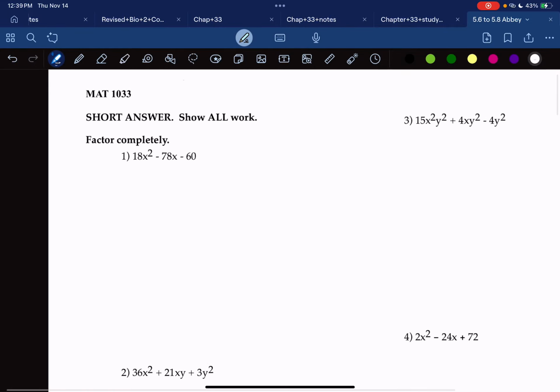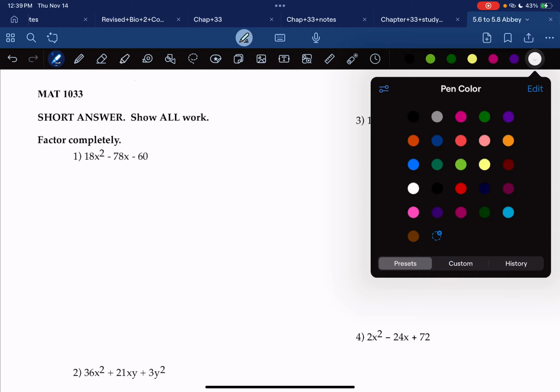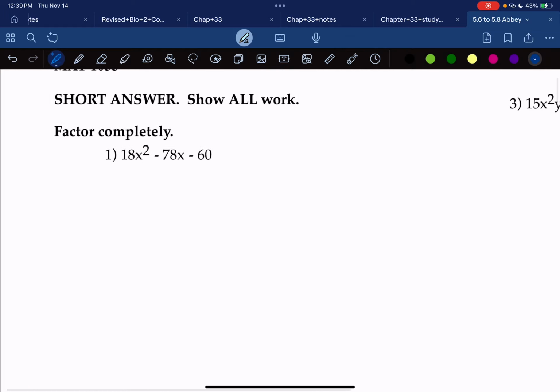Okay guys, we're going to do a little bit more factoring, so let's get started. So number one, factor completely. We're going to do the same thing we've done so far, which is first we're going to find the greatest common factor.